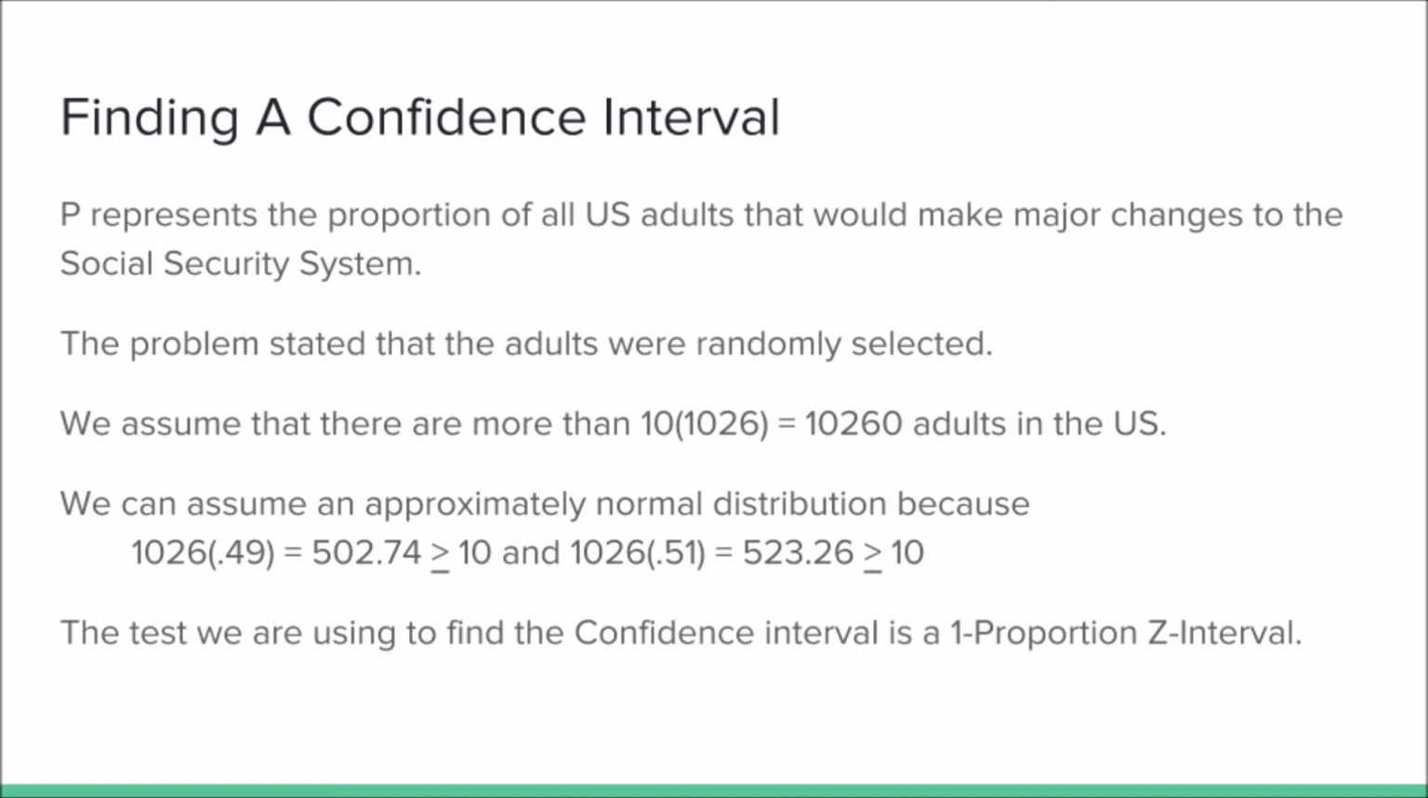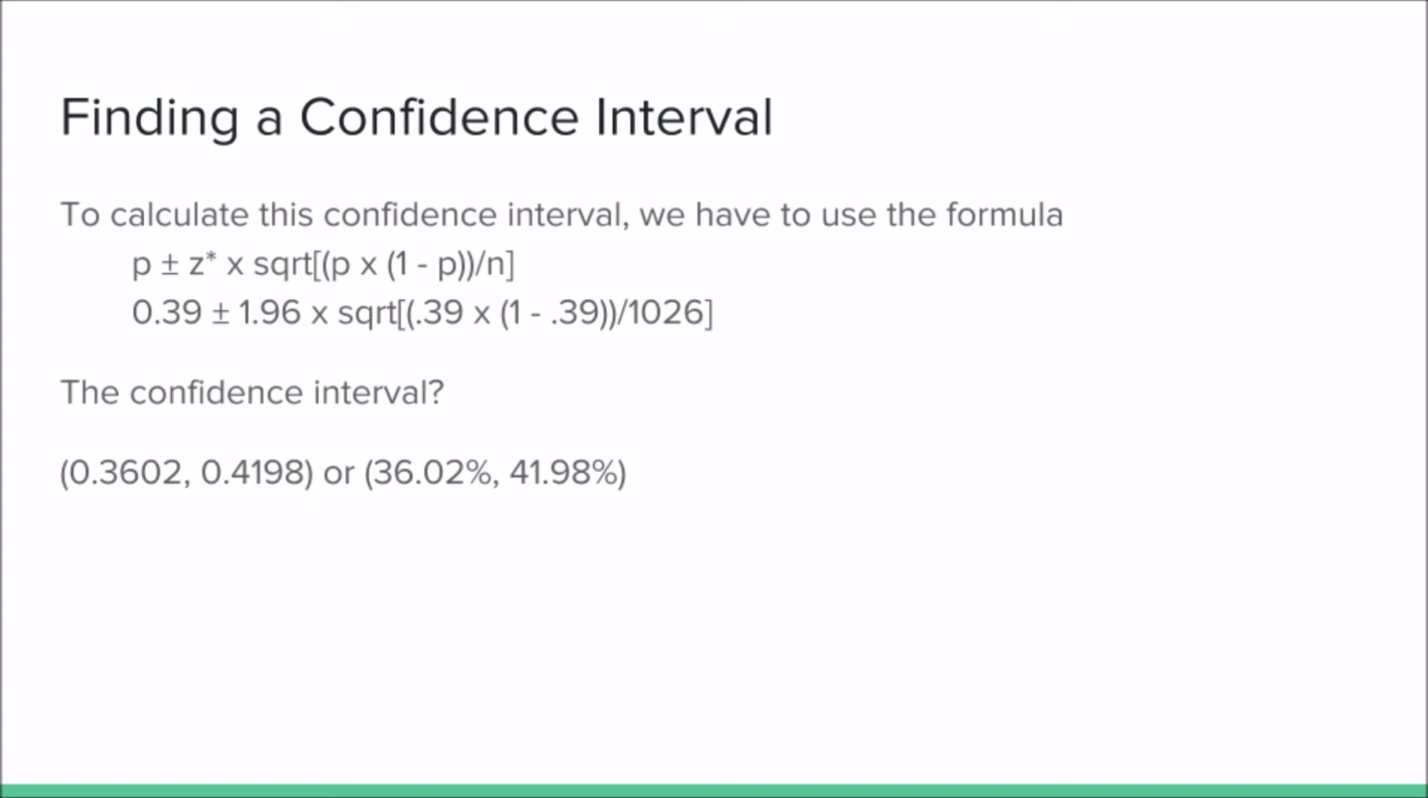Thirdly, we have to name our test, which I already said is a 1 proportion z interval. To finish out this part of the problem, we have to test our values. To test this confidence interval, we have to plug in all the necessary values into that whole confidence interval equation that I don't want to say.